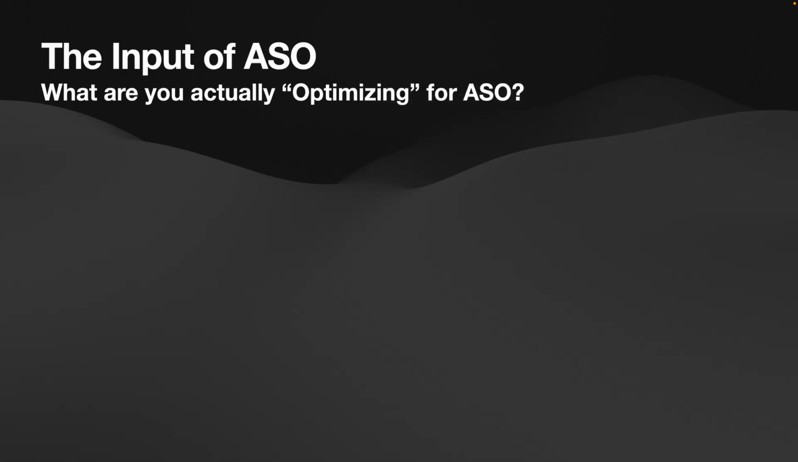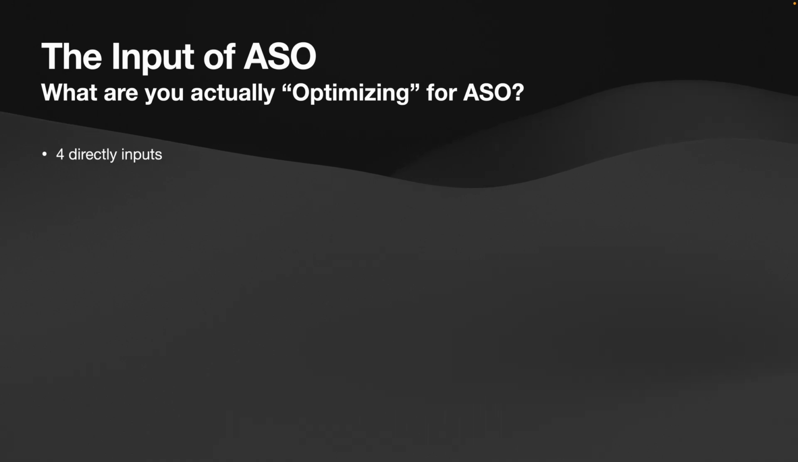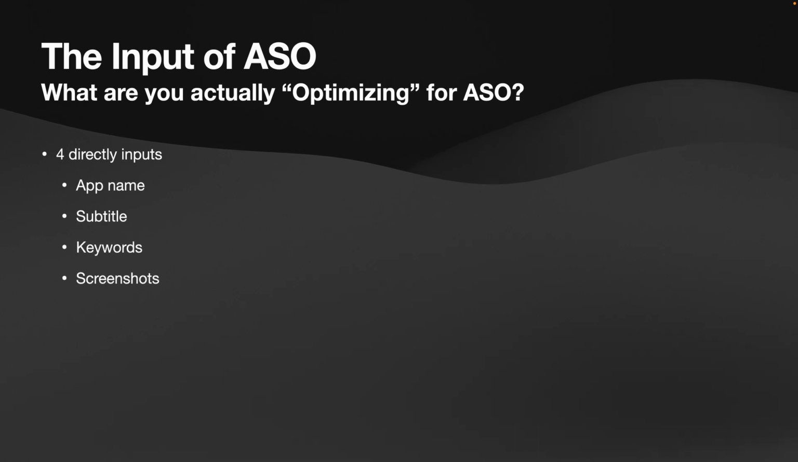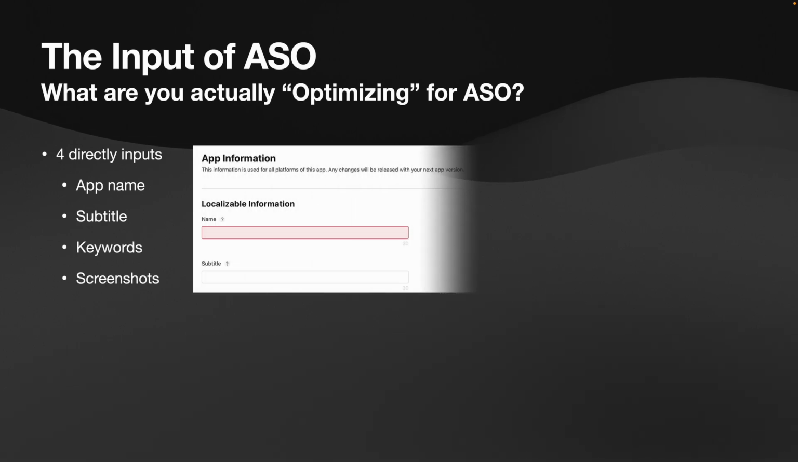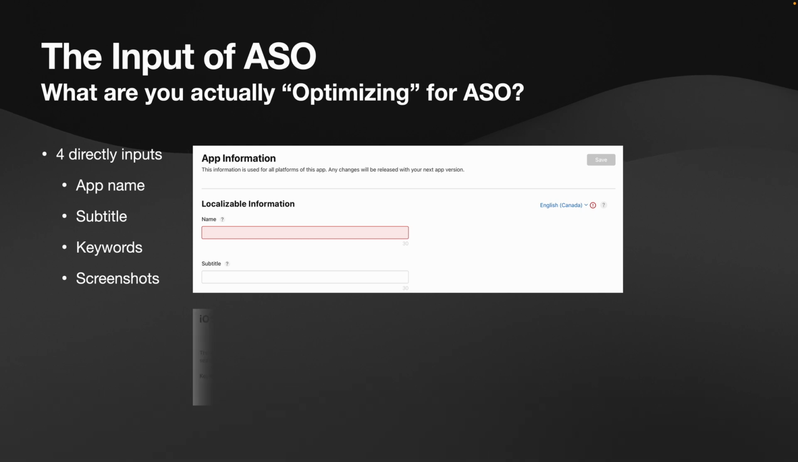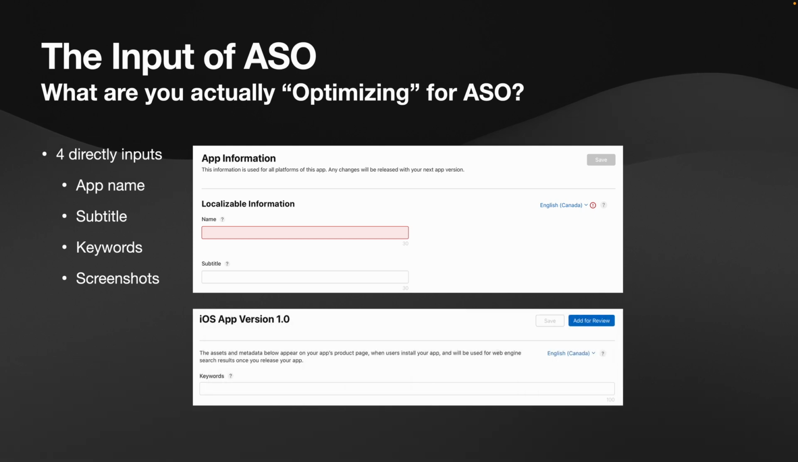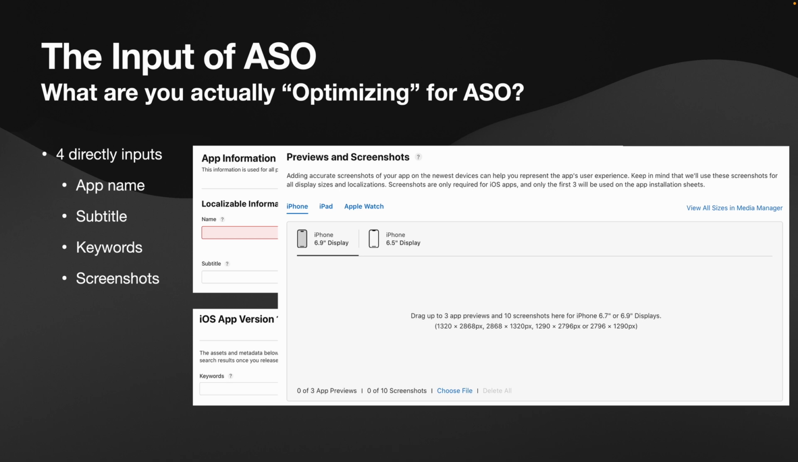So what are you actually optimizing for? AKA, what is the input you can control when you perform an ASO? It is actually very simple on the surface. You have 4 direct inputs for App Store optimization: app name, subtitle, keywords, and screenshots. Those are what you can see from actual App Store Connect. You see name, subtitle, keywords, and screenshot. So every single time you submit your app to Apple, you will be able to customize all these fields.